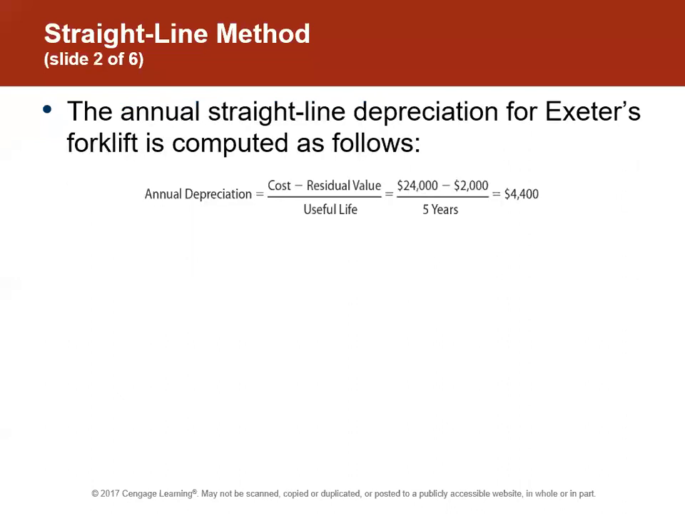So when we're calculating straight line depreciation, the formula for the annual depreciation, so 1 year's worth of depreciation, we take cost minus residual value to get that depreciable cost, and we divide by the useful life in years. So we already had the depreciable cost, the 22,000, cost of 24,000 minus 2,000. So our depreciable cost was 22,000. We divide by 5 useful life years. So every year we would depreciate this forklift $4,400.